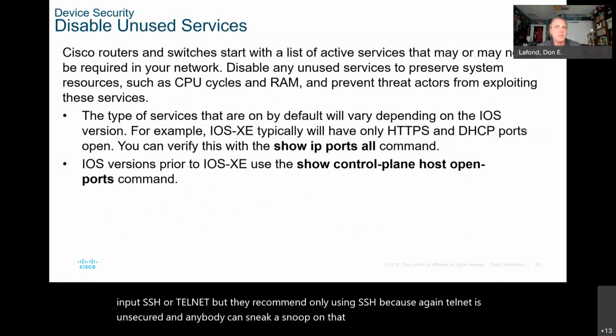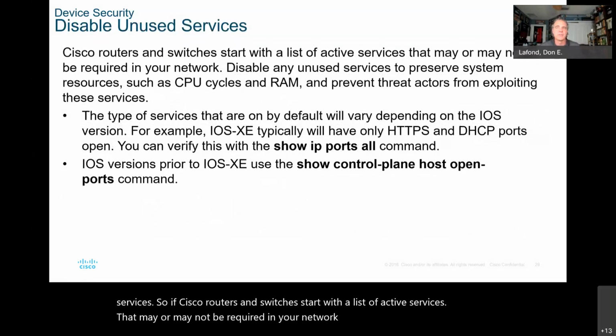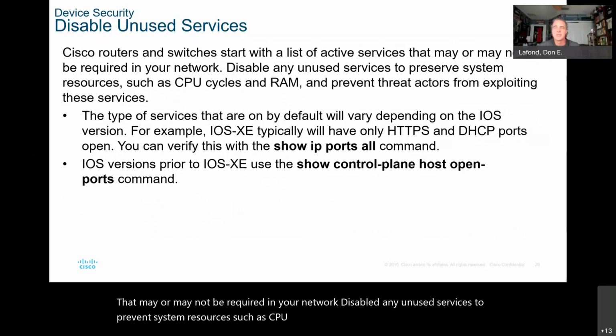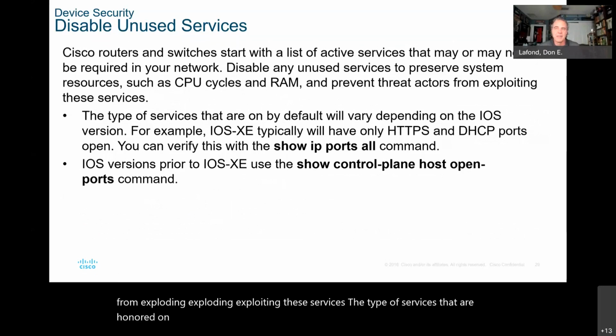Then disable unused services. Cisco routers and switches start with a list of active services that may or may not be required in your network. Disable any unused services to prevent using system resources such as CPU cycles and RAM, and to prevent threat actors from exploiting these services. The type of services that are on by default will vary based on the iOS.